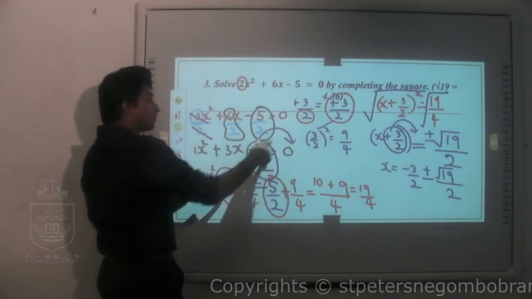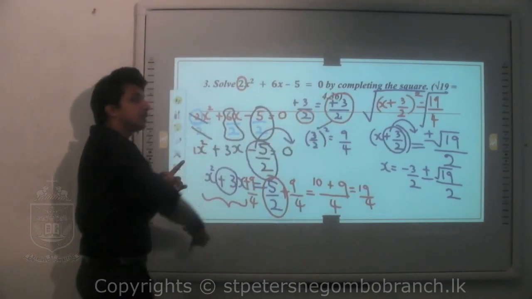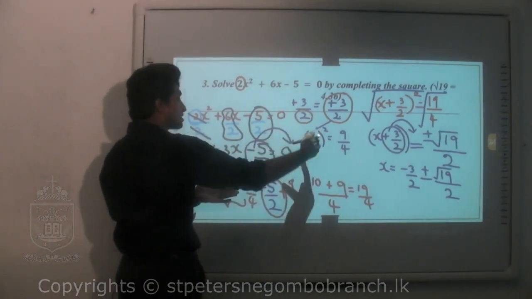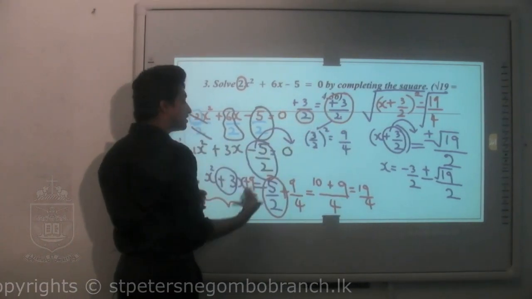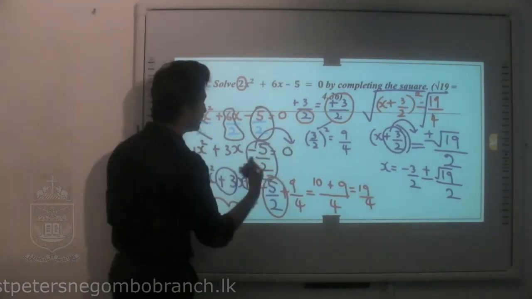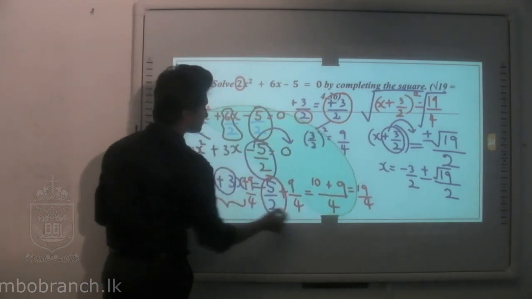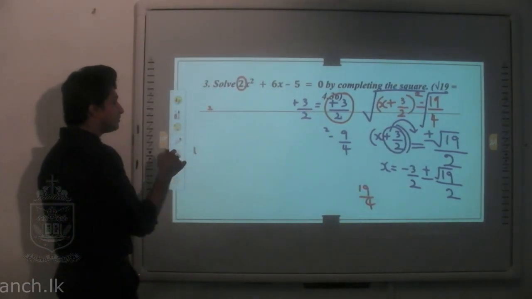Take the value in front of x, divide it by 2, and because you cannot get a whole number here, you get a fraction. Take the fraction down, square it, you will get an answer. That answer should be added to both sides of the equation. Right. Now I'm going to erase that part so that I can explain the final answer. Moving to the final answer.